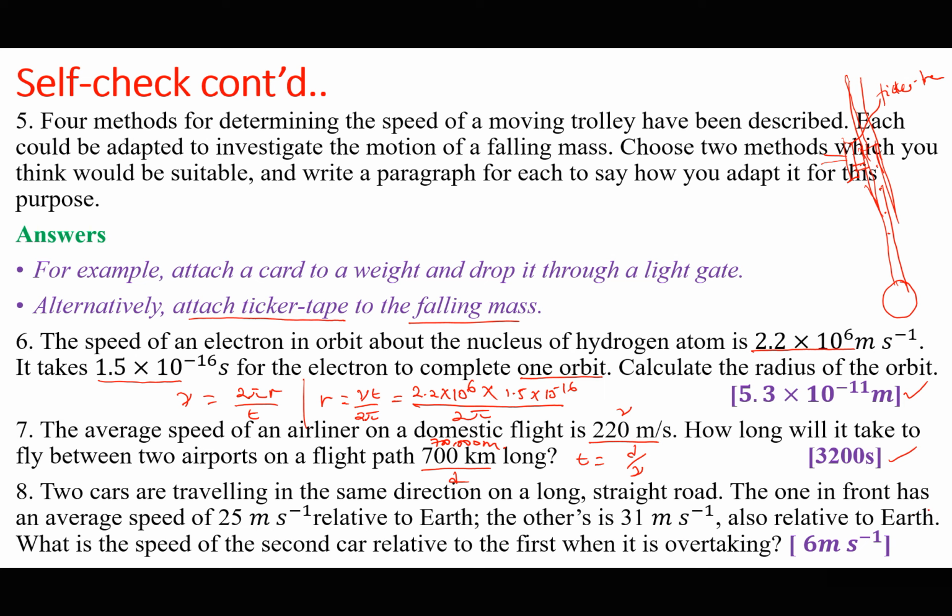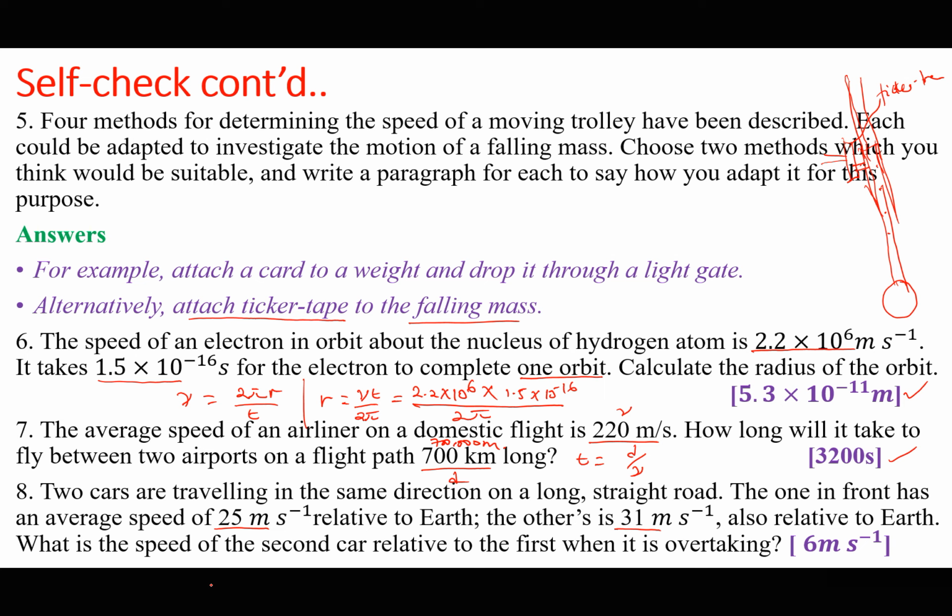Two cars are traveling in the same direction on a long straight road. The one in front has an average speed of 25 meters per second relative to the earth. The other is 31 meters per second relative to the earth. So they are traveling in the same direction. So if they're traveling in the same direction, then the relative speed is going to be, I'm just going to subtract the two. What is the speed of the second car relative to the first when it is overtaking?